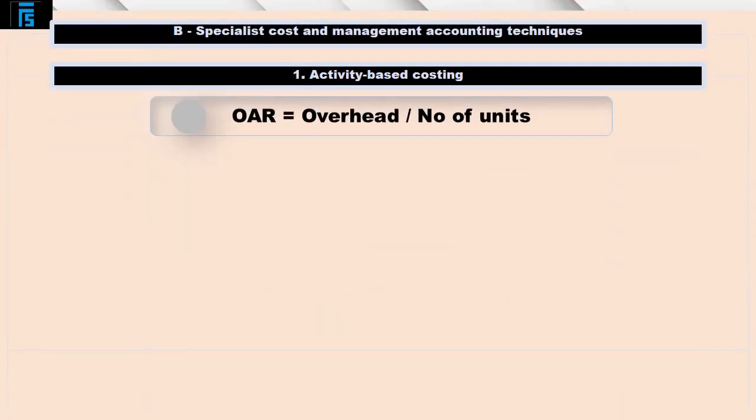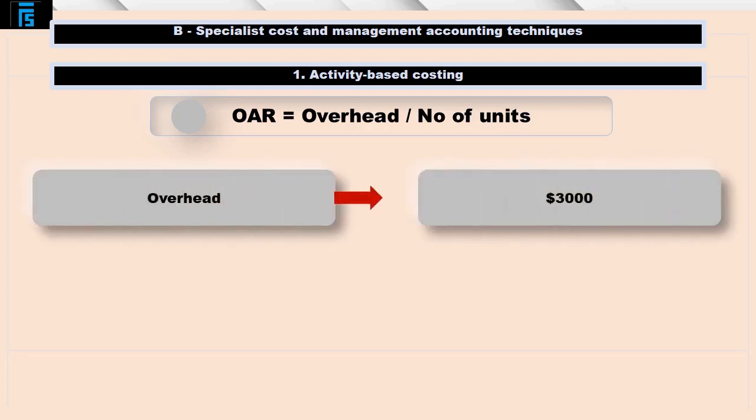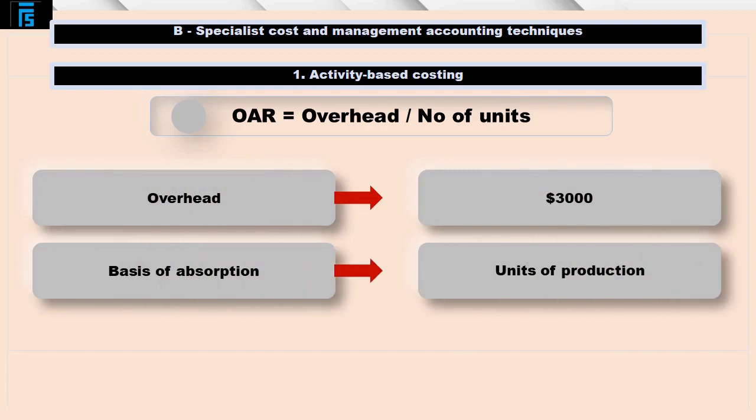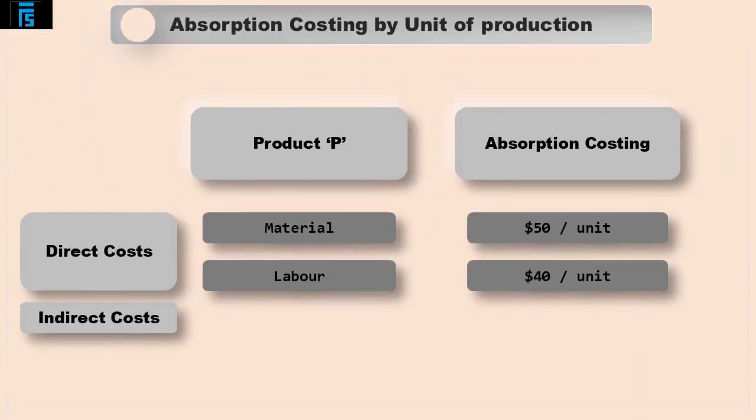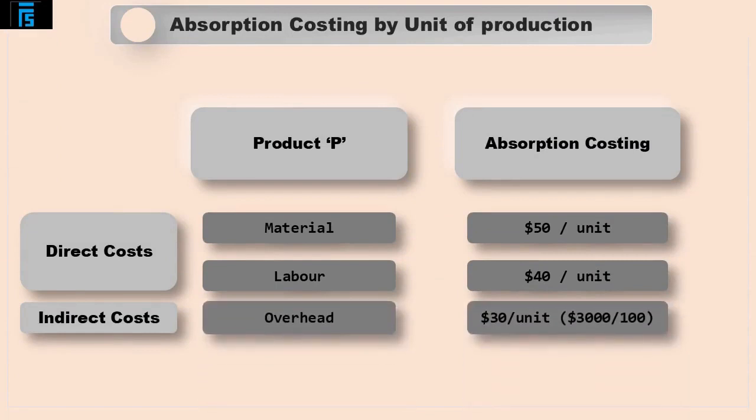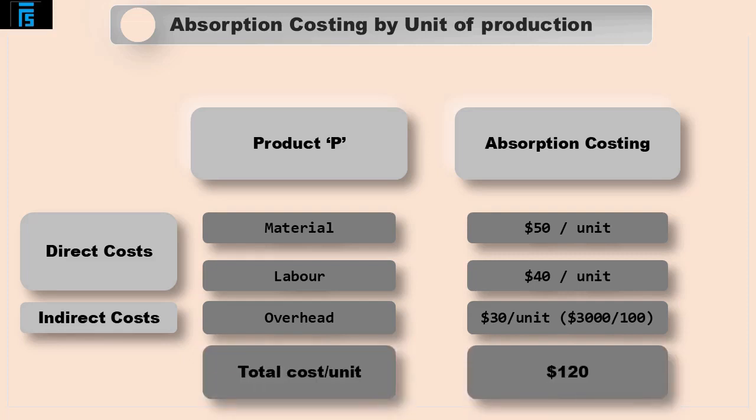So, total overhead is divided by the total number of labour hours, or maybe the total number of units produced. Say, for example, total company overhead equaled 3,000, and it was decided to absorb overhead based on the number of units produced. Let's say 70 units of product P, as well as 30 units of product Q were produced. In other words, 100 units in total. Then the overhead absorption rate per unit of each product would be $30, being 3,000 of overhead divided by 100 units. Total cost per unit of P now equals $120.